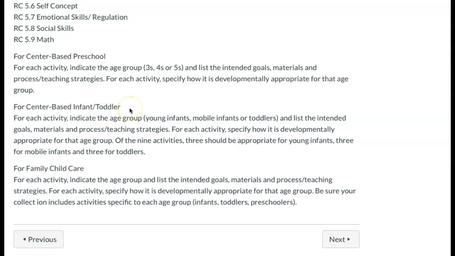If you are the yellow book, infants and toddlers, once again, we've got 3 groups. Young infants, and those are usually children birth to age 6 months, so they're the ones who aren't moving and crawling. Then there's mobile infants, and then toddlers, when they move from the infant room to the toddler room. At some places that would be 12 months, some places 18 months, it just depends. Same thing: intended goals, materials and processes, and how it is developmentally appropriate. Of the 9, 3 should be appropriate for young infants, 3 for mobile, and 3 for toddlers. Because the idea is that you're getting a certification for all of these ages.